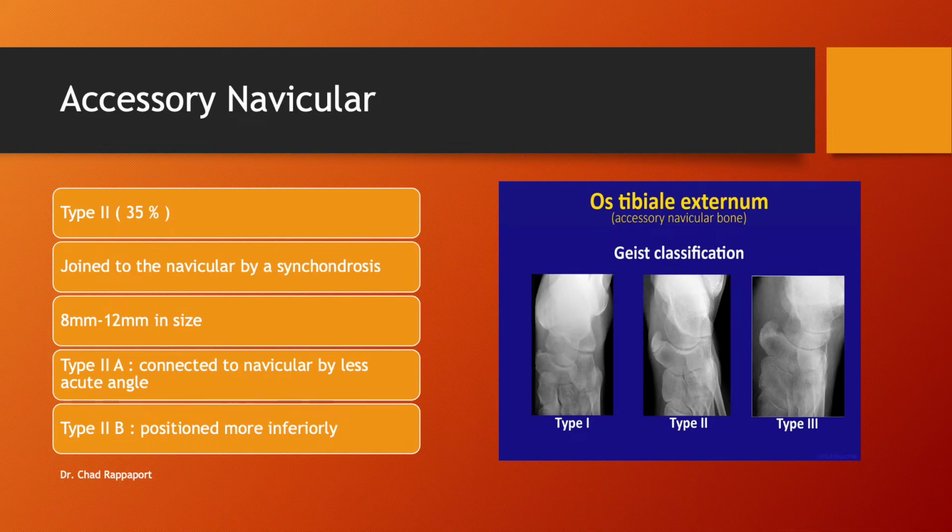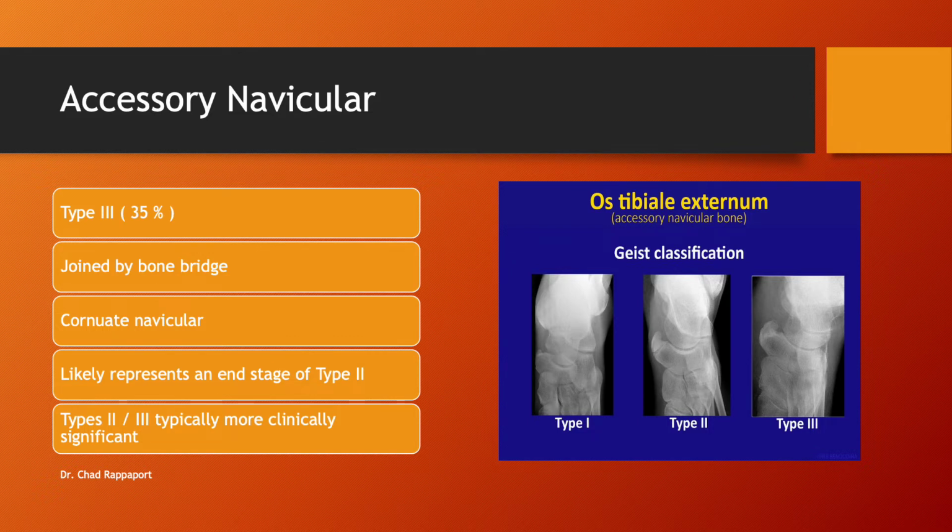About 35% of the time, a type 2 accessory navicular is noted, which is an accessory navicular that's joined to the navicular by a synchondrosis. It's typically between 8 and 12 millimeters in size and is divided into two subsets. Type 2A is connected to the navicular by a less acute angle, which results in tension forces across it and makes it more susceptible to an avulsion. The type 2B is situated a bit more inferiorly and is more prone to injury from pure shear forces.